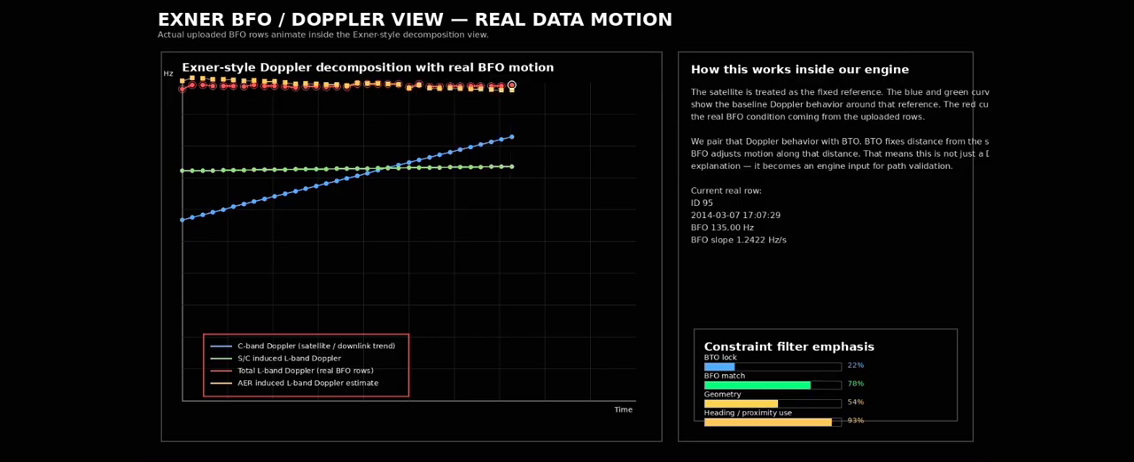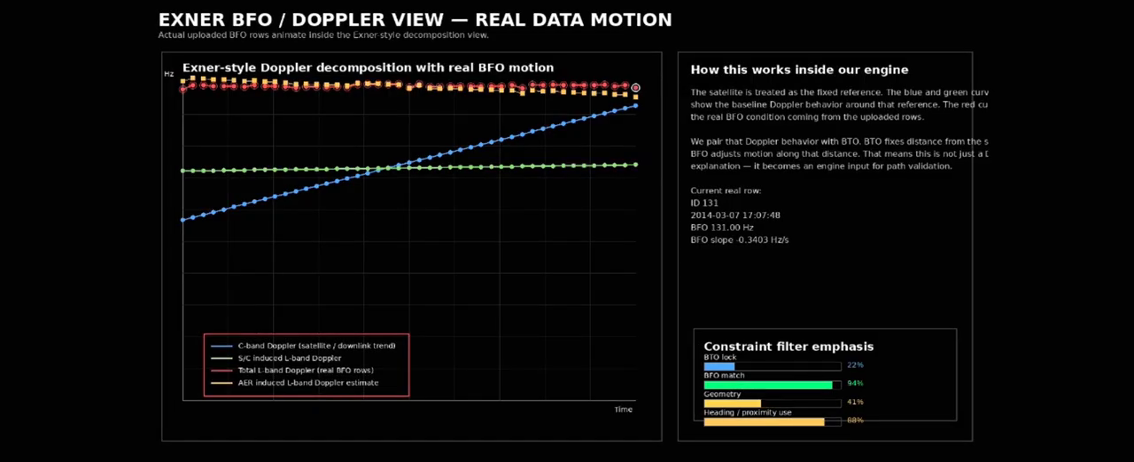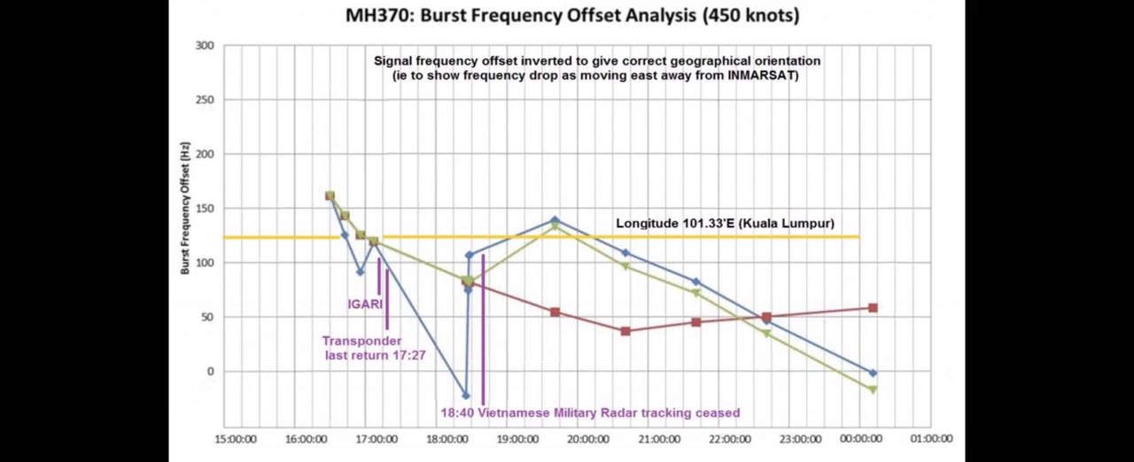What made this graph so important was that it proved the aircraft was not simply stationary. It was moving relative to the satellite. And more importantly, the motion itself could be measured. Michael Exner and others helped demonstrate that the Doppler shift contained directional information hidden inside the signal structure.